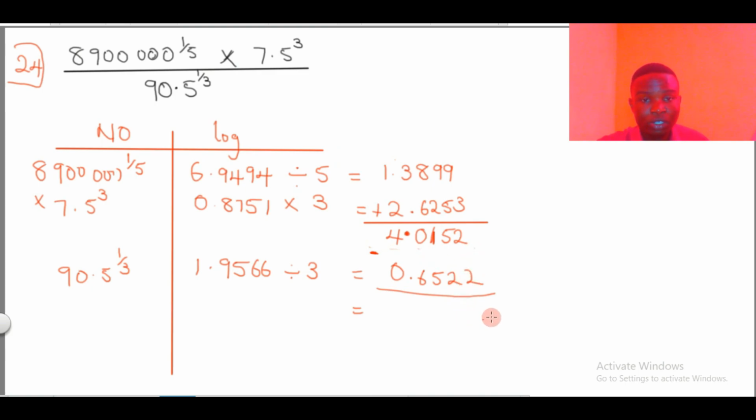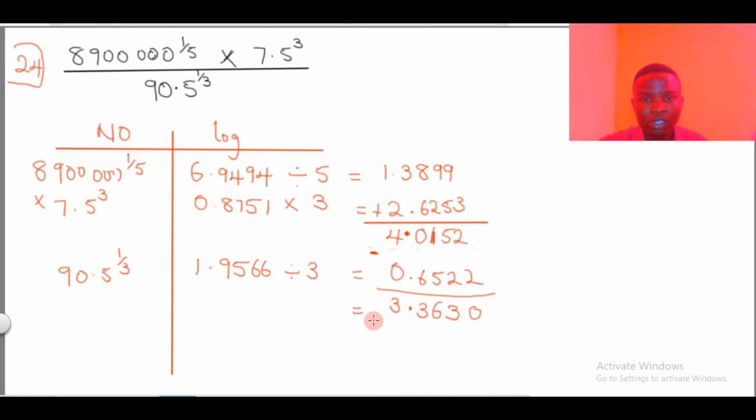So 2 minus 2 will give me 0. 5 minus 2 will give me 3. 1 minus 5 cannot, so 0 minus 6 cannot. I'll borrow 1 from this 4, put it here to make it 10, put it here to make it 11. So 11 minus 5 will give me 6, and then here will remain 9. 9 minus 6 will give me 3, and then here will remain 3 because we actually borrowed 1 from this 4. So this will be 0.3.